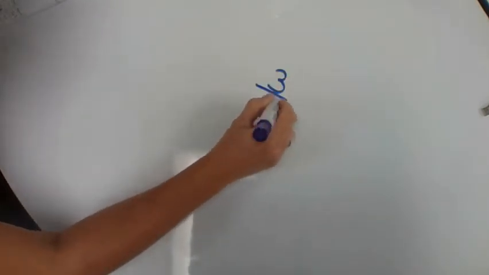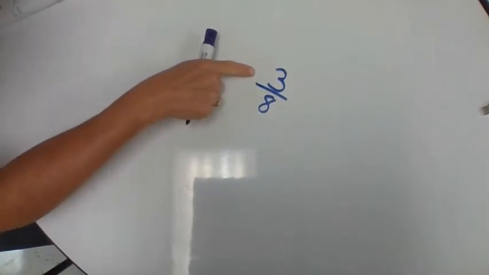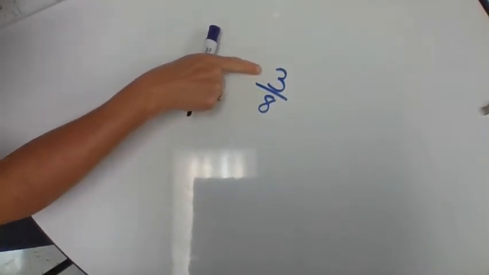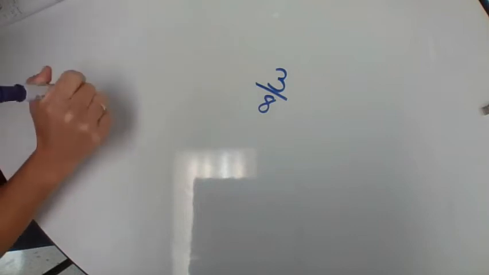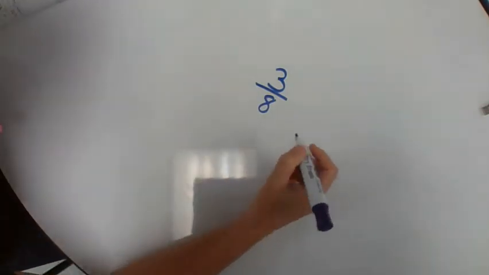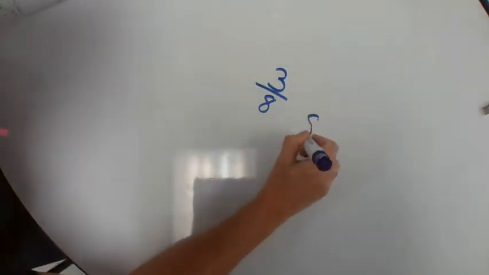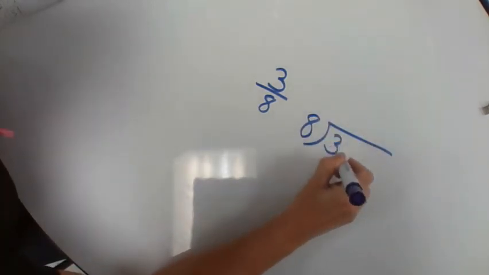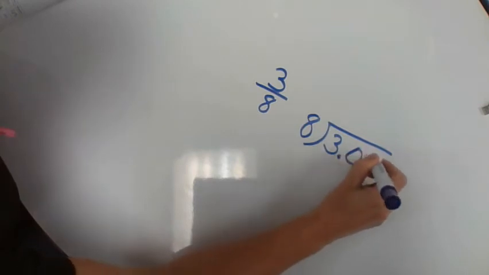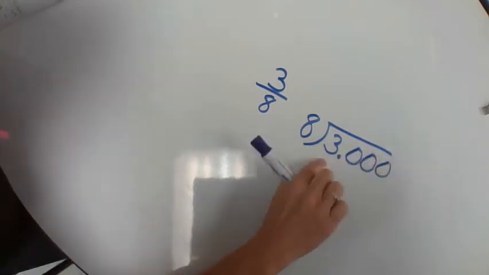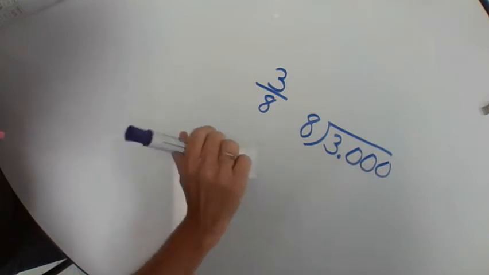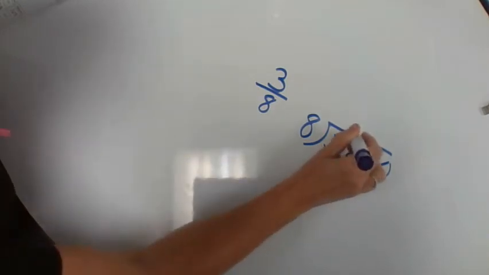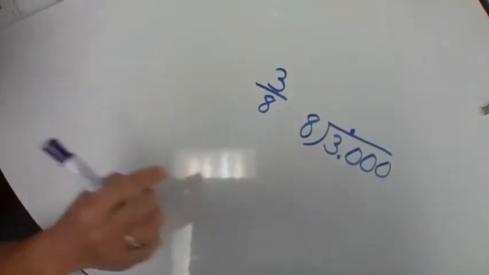3/8. And a fraction is a division problem. This actually can be read as 3 divided by 8. So we're going to set it up as a division problem. 8 is going to go on the outside. 3 is going to go on the inside with a decimal to follow it. So it's numerator divided by denominator. Okay, put your decimal up in the quotient area.